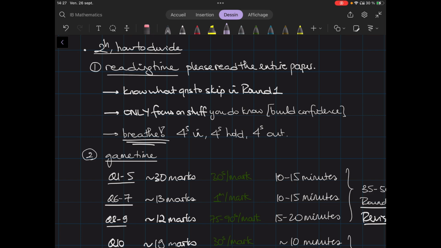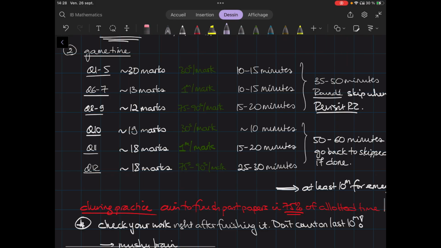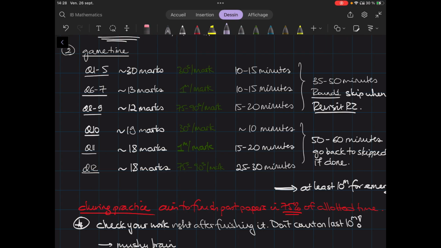Now that you're calm and your brain has enough oxygen, it's time to look at the game plan. So, I split the game time into 6 parts, questions 1 to 5, 6 to 7, 8 to 9, 10, 11, and 12. I'm assuming that questions 10, 11, and 12 are each worth about a third of section B marks, so each question is worth around 18 to 20 marks. This is not always true, but they usually shoot for this.